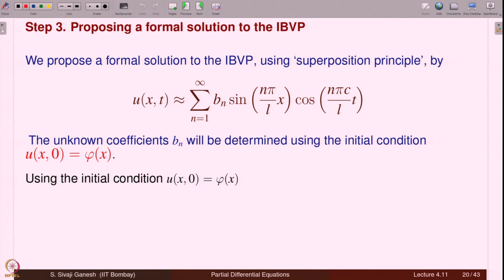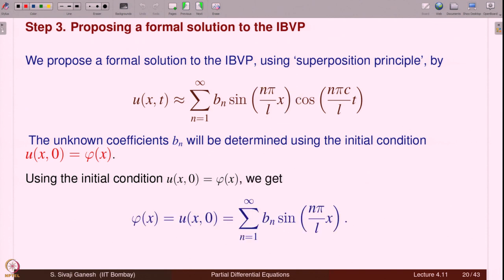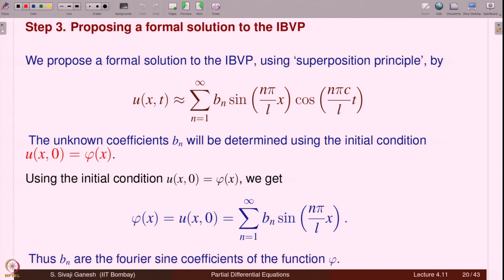Now, using the initial condition u x 0 equal to phi x, what we have is, put t equal to 0, cosine 0 is 1. So, phi x is b n sin n pi by l x. So, this gives us an idea what should be the coefficient b n. Later on, we have to prove everything rigorously. Okay? This is only for guessing what should the b n be. So, b n's are the Fourier sine coefficients of the function phi. That means phi, when we express as a Fourier series, should have only sine terms, that means cosine terms must be missing, and b n's will be the coefficients of sine terms. Okay, cosine terms must be missing tells us that the function should be kind of an odd function, we will see that.